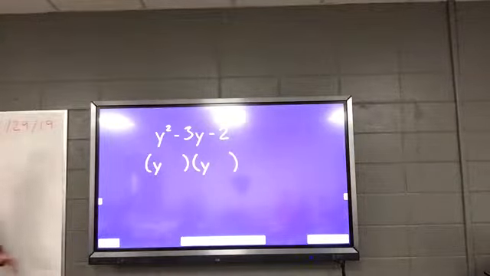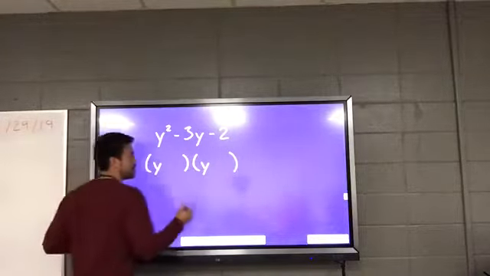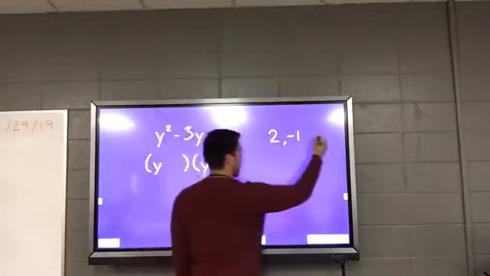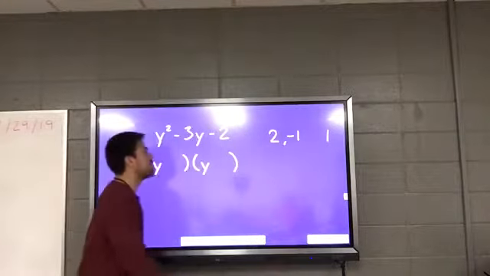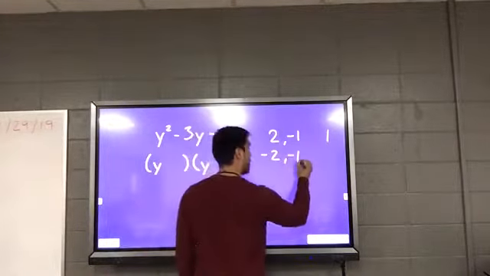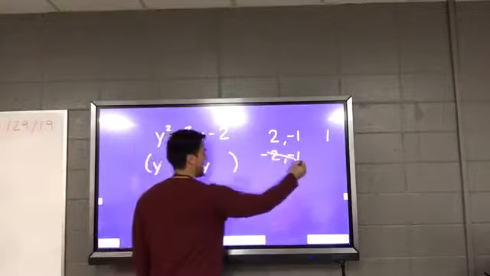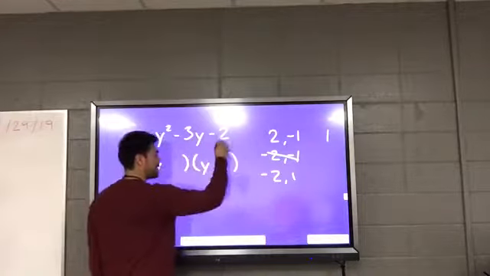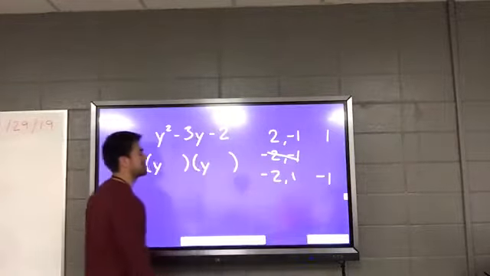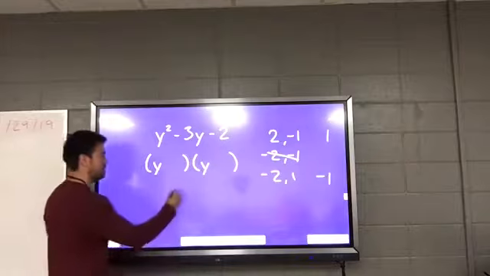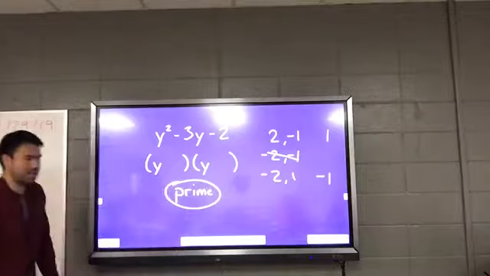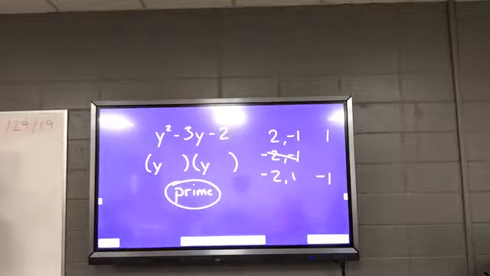All right, what are the two factors? 2 and negative 1? That does give me negative 2, but that adds up to be 1. Negative 2 and negative 1? Does that get me negative 2? Nope, that can't be it. Negative 2 and 1? That does get me negative 2, but that adds up to be negative 1. It can't be. Prime. Cannot be factored. Remember I said it's possible to be factored? In this case, it's not possible.